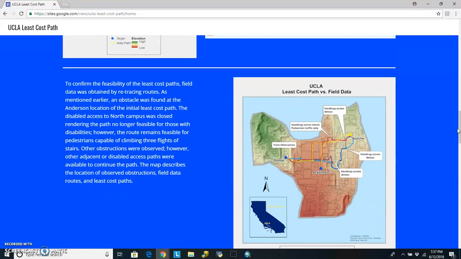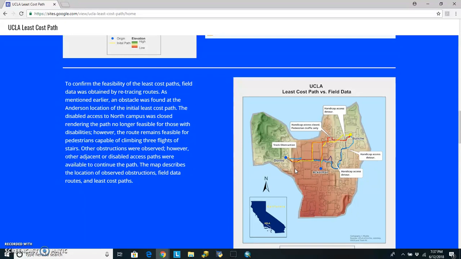To confirm the feasibility of the path, I used TrackIt and walked the routes. To confirm my results, what I found was that the initial path is inaccessible for a disabled person but is okay for pedestrians that climb 3 flights of stairs. This path was the easiest as it was the shortest and the ascent the easiest.